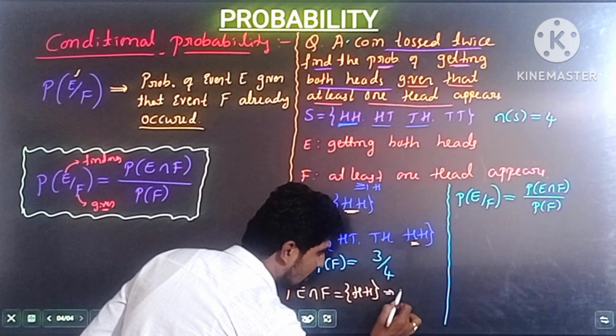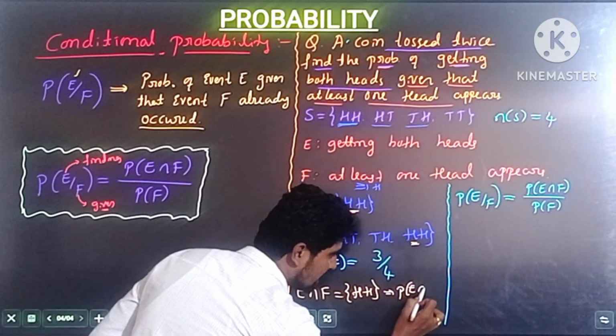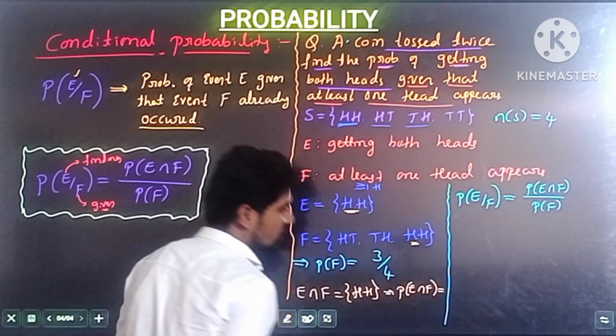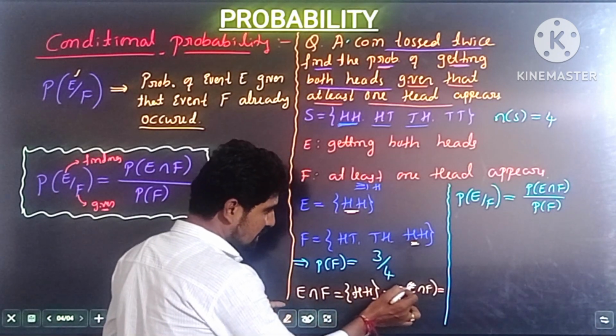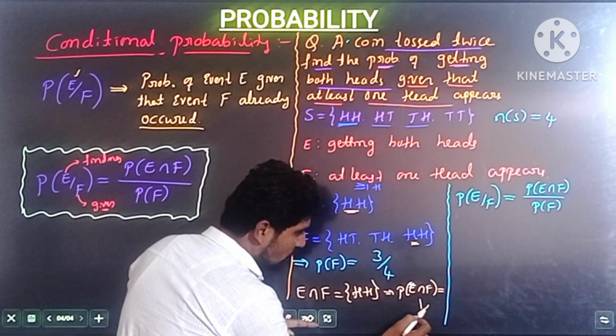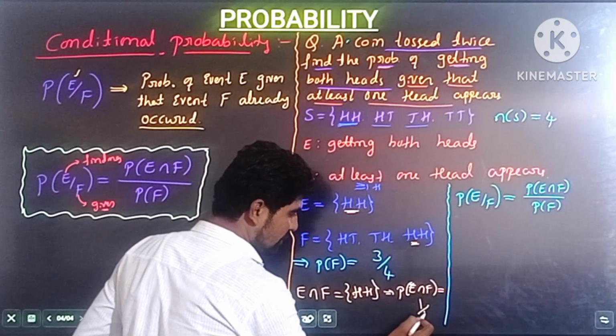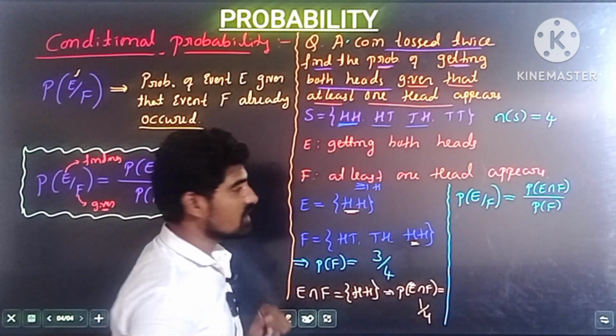Probability of E intersection F is equal to, observe here, the number of outcomes in the event E intersection F is 1 and total number of outcomes is 4. So 1 by 4 is the probability of E intersection F.